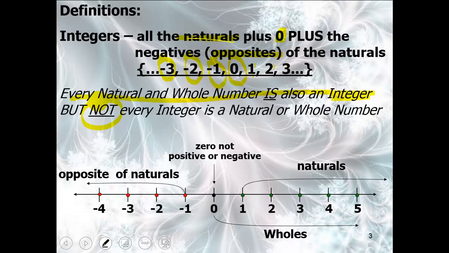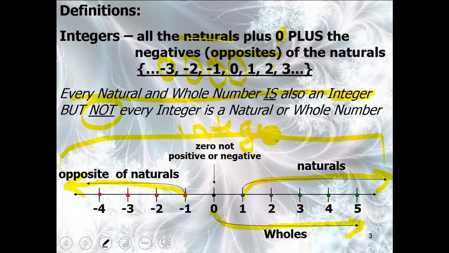Okay? On the number line, this is kind of how things play out. The naturals start at 1 and go to the right in increments of whole numbers. The wholes start with 0 and go to the right in increments of whole numbers. The opposites of the naturals start here and go left, right? Together, collectively, these are the integers. All right?